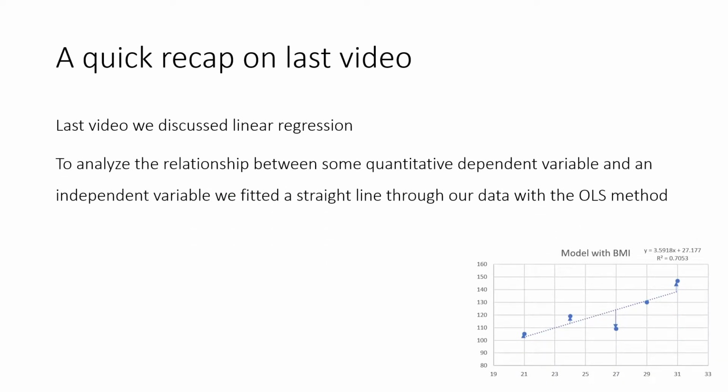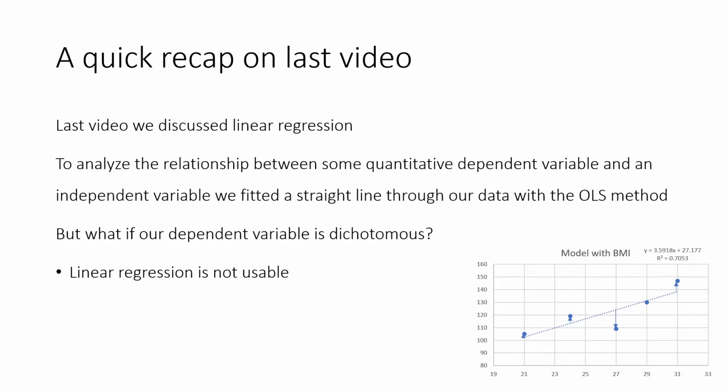So first, let's do a quick recap on what we learned last time. In the last video, what we did was discussing linear regression. And what we did with linear regression was we wanted to analyze some kind of relationship between two variables. In our case, that was BMI and blood pressure, the blood pressure being the dependent variable. And we did that by fitting a straight line through the data points by assuring that the squared distance from the line to each data point was minimized so that the line fits the data the best. And we did that by some technique called ordinary least squares, or OLS.